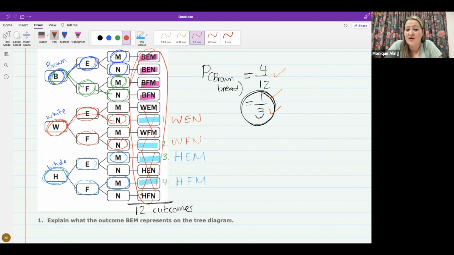Oh, so we only look at the outcome, not the first part of the tree diagram. No, just the outcome column, always. Oh, okay. Thank you, ma'am. Okay, pleasure.